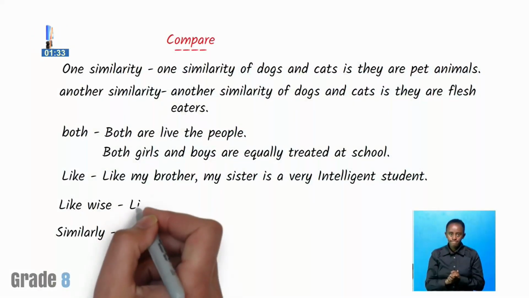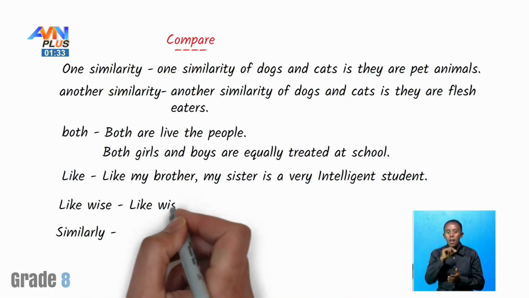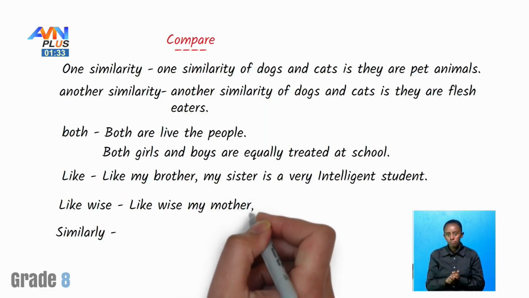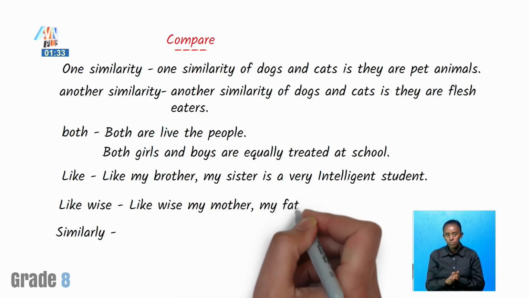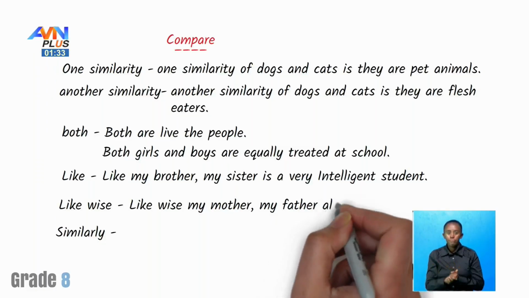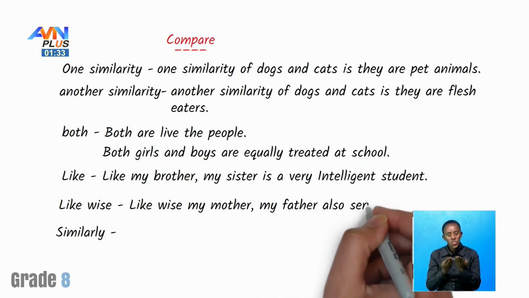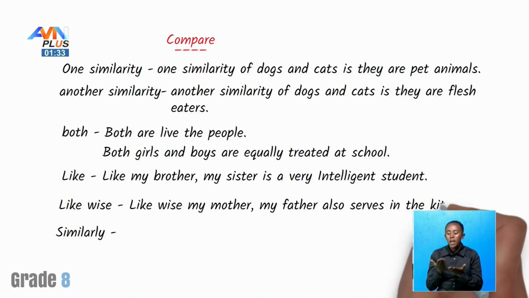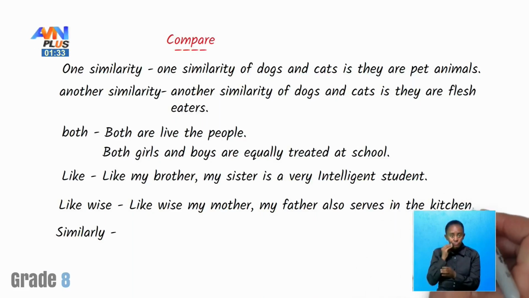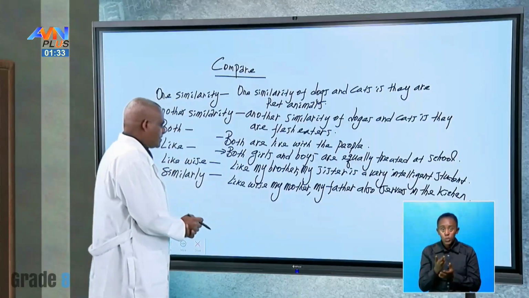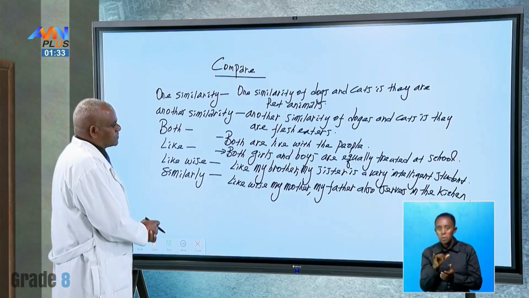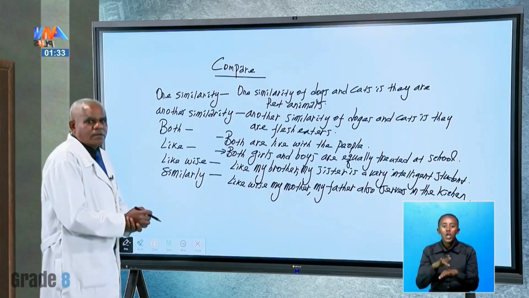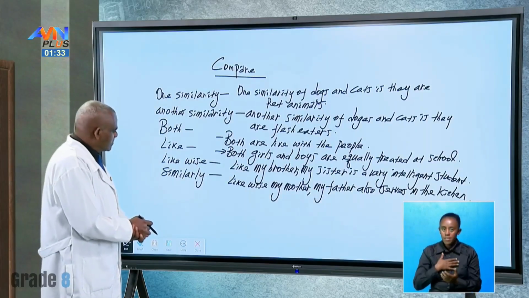The other one is likewise. My mother, my father also serves in the kitchen. You see? Likewise, my mother, my father also serves in the kitchen. It means he is sharing the burden of my mother. That's it. Okay.